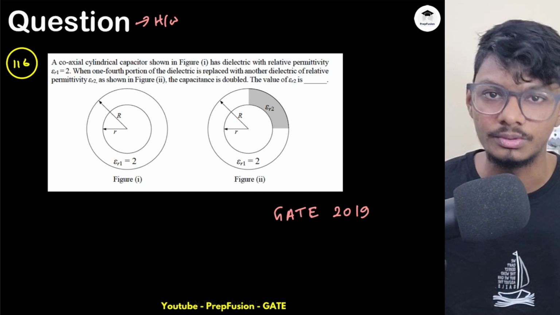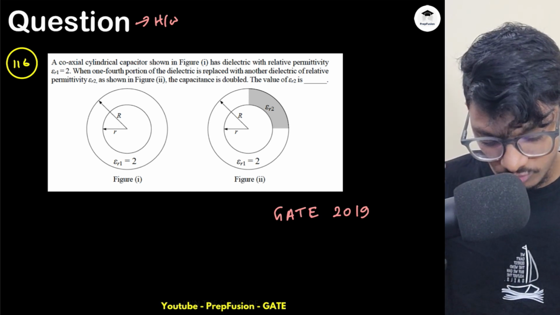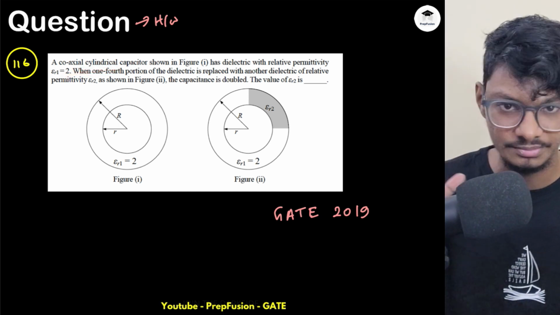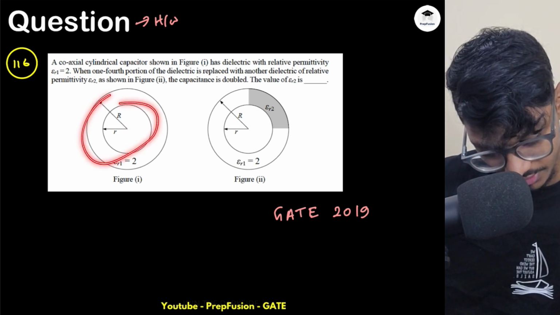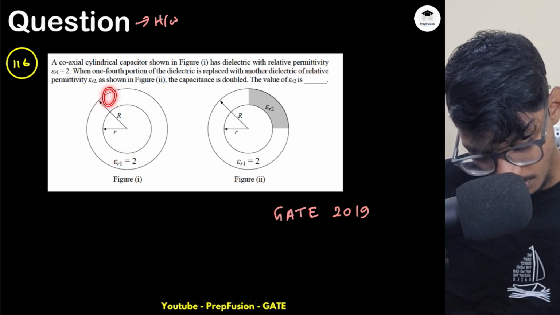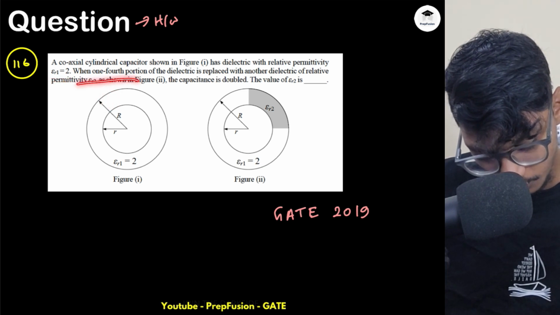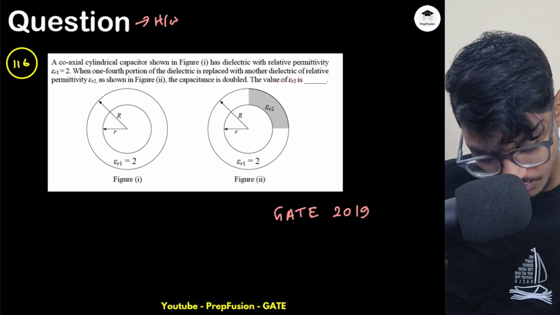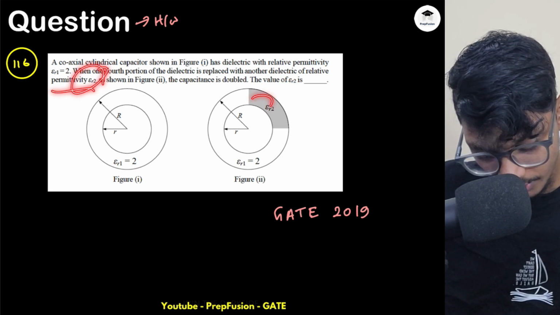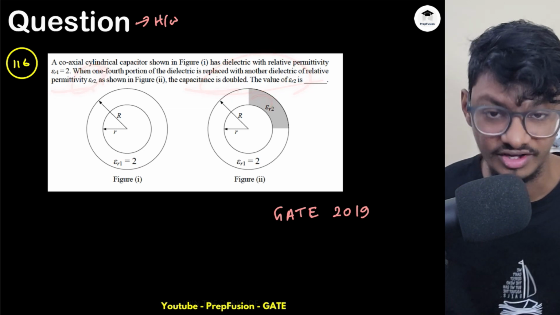So that's why I was putting so much stress on this. Here I have two coaxial cylinders. Coaxial means they have the same axis, shown in figure 1 with relative permittivity epsilon r2, epsilon r1. When 1/4 of the dielectric portion is replaced with another dielectric of relative permittivity epsilon r2, the capacitance is doubled the value of epsilon r2.